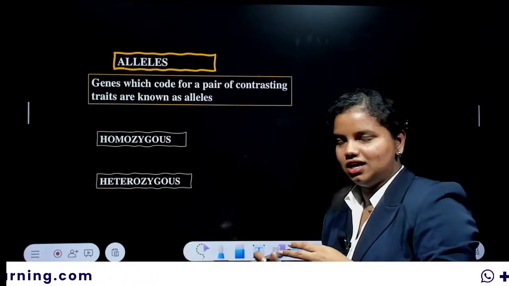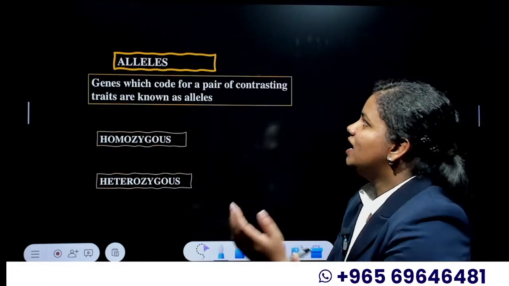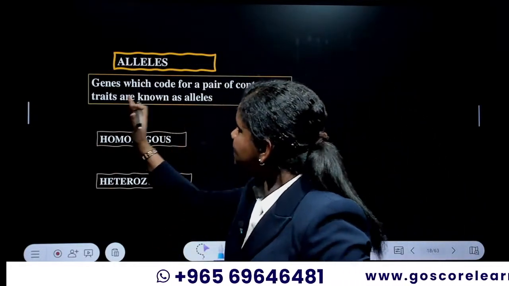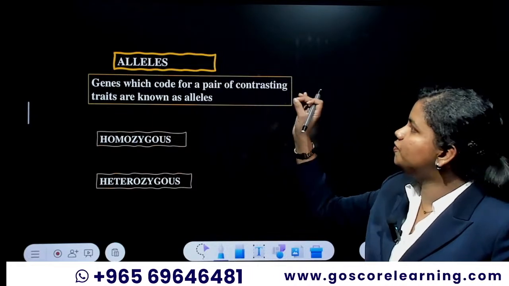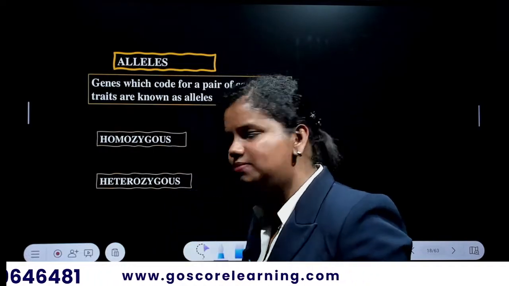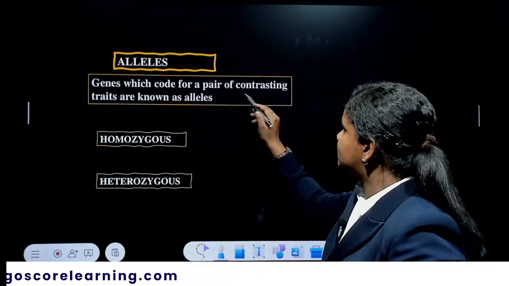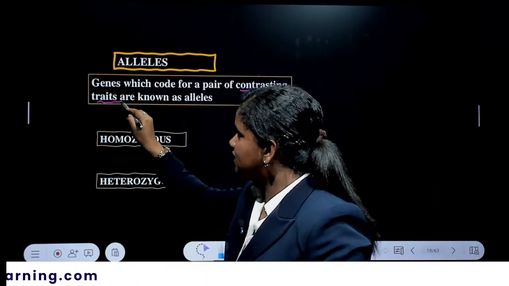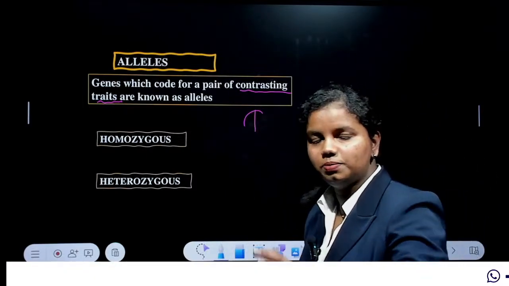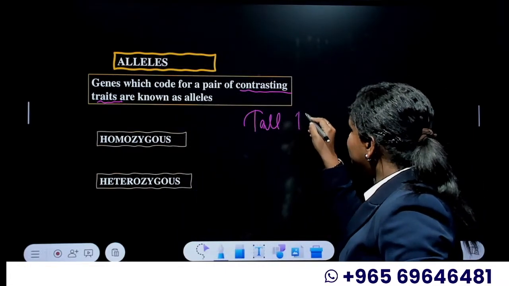We are almost reaching the end of our session. Please be active. So, alleles. What are alleles? Genes which code for a pair of contrasting traits are known as alleles. You can be tall, you can be dwarf, or let it not be you, let it be some plant. A plant can be tall or a plant can be dwarf.